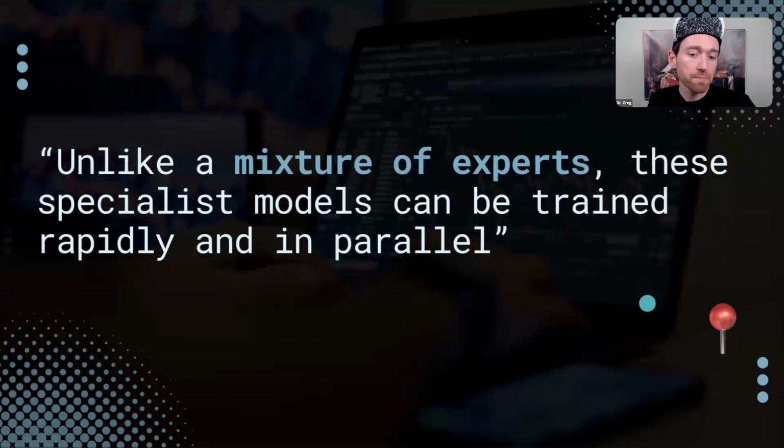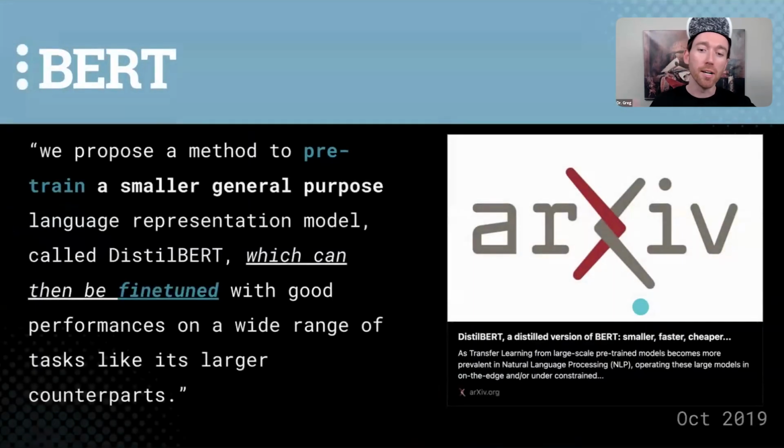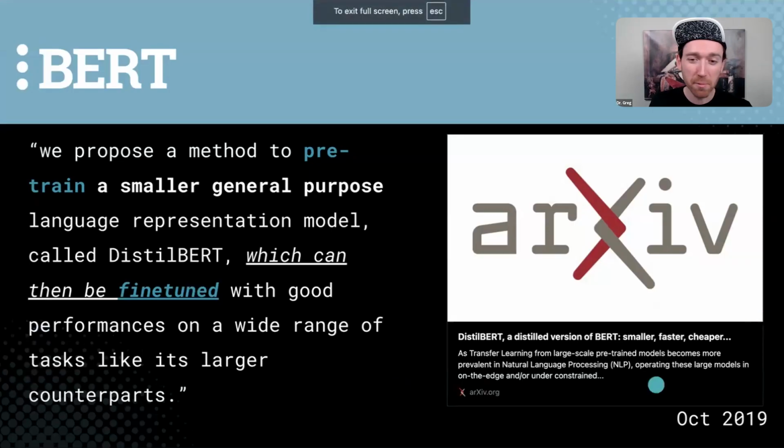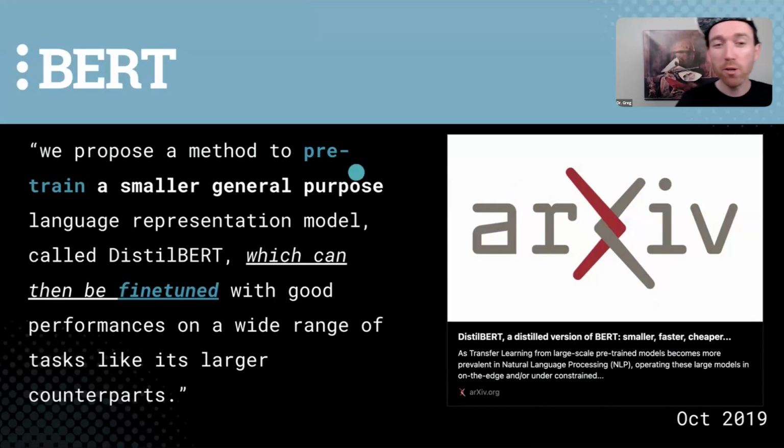Fast forward 4 years. And here's our good friend BERT. But this is actually the DistillBERT paper. You may have heard of DistillBERT before. It's a distilled version of BERT. That's literally the title of the paper here. What a classic. Smaller, faster, cheaper. We propose a method to pre-train a smaller general purpose language representation model, very fancy words here, which is called DistillBERT, which can then be fine-tuned with good performance, as it has been many, many times.